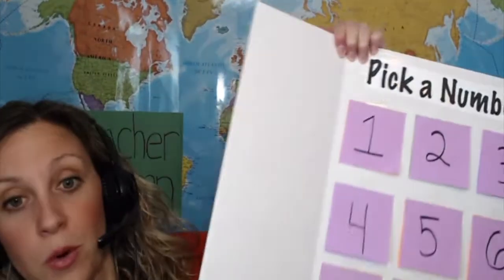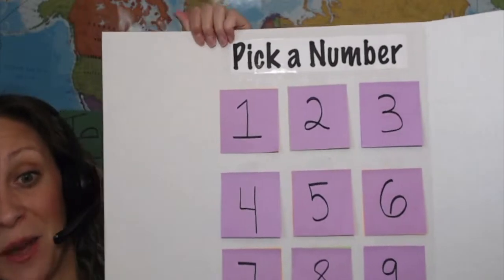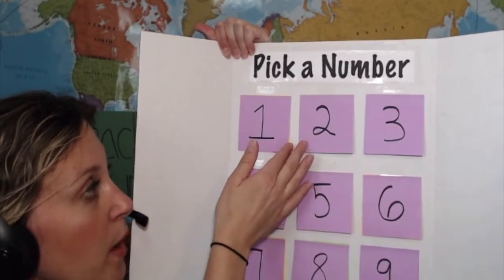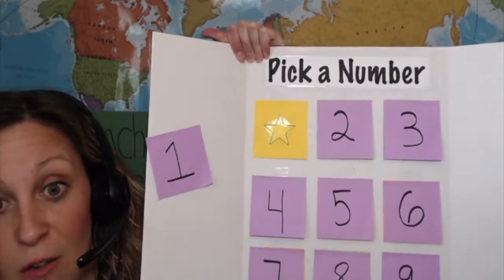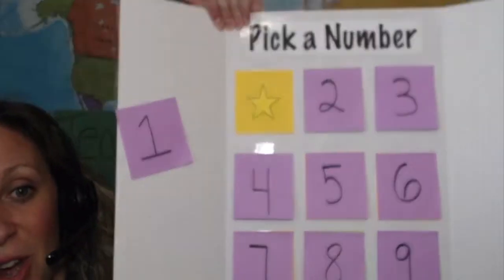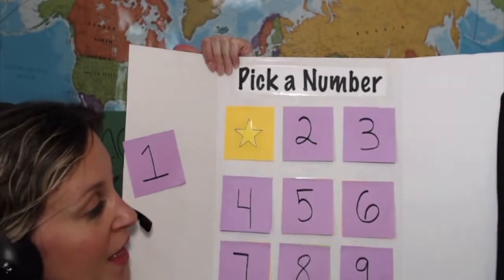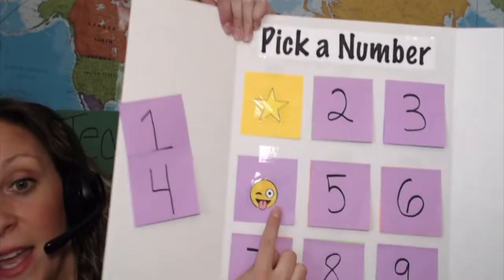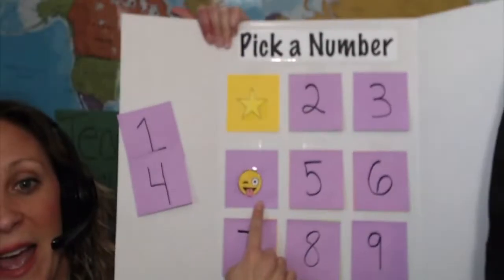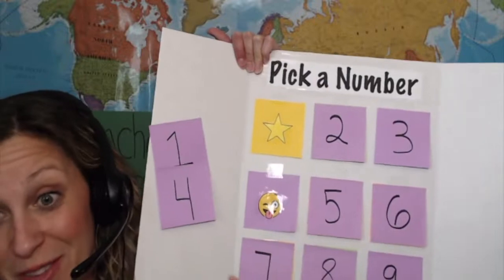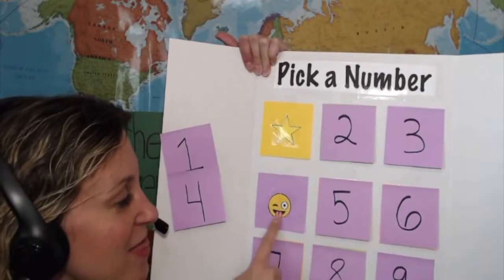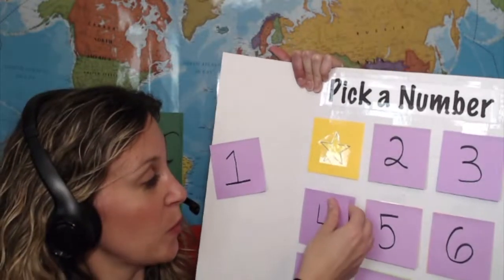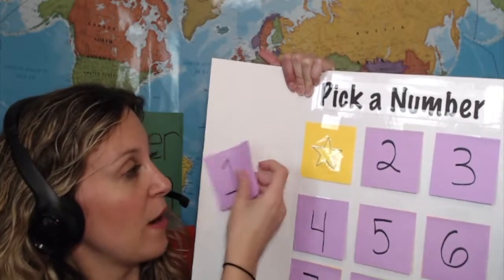I created a board where you can literally pick a number. The child will pick a number. Let's say they choose number 1. Number 1, they get their star right away. Yay, you get a star. You give them their star. Let's say they choose a number like number 4. They'll get a cute little emoji. We'll laugh, we'll talk about it, talk about the face, talk about the feeling. And that is what they'll get. It's easy because I can just replace the post-it and put it right back on there.